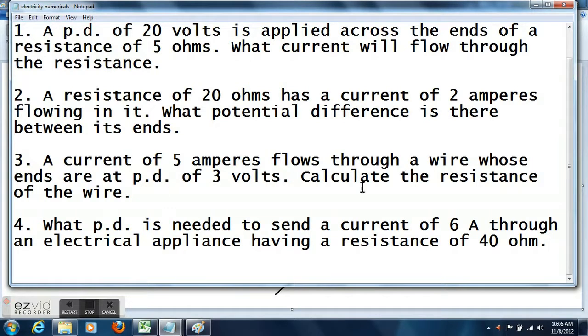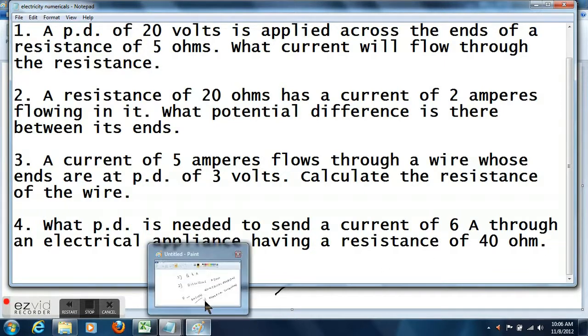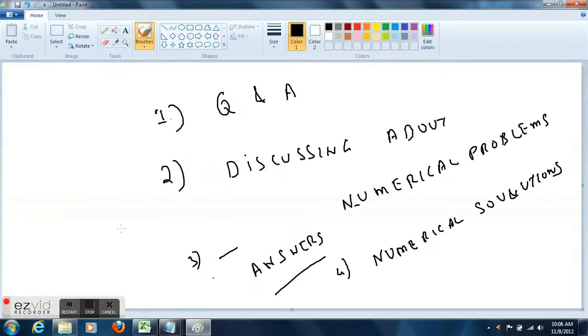Problem number 4. What potential difference is needed to send a current of 6 ampere through an electrical appliance having a resistance of 40 ohms? So solve these numerical problems also, and starting from next tutorial I will be discussing the answers. So first solve the questions, write the answers to the questions, and then solve the numerical problems.